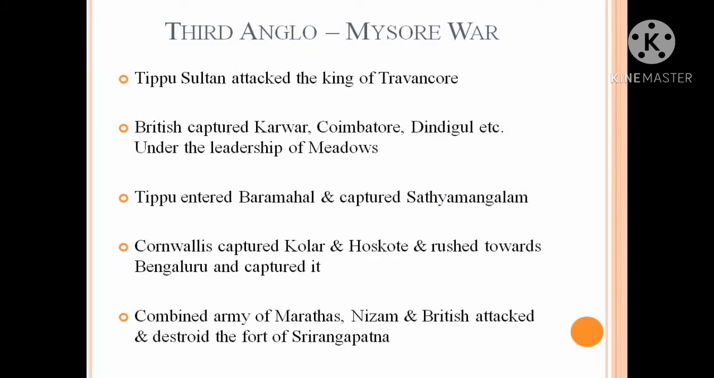Next, the third Anglo-Mysore War. Here, Tipu Sultan understood that if I continue like this only, it is definitely not possible to defeat the British. That's why he developed contact with the French. Like his father, he wanted to give training to his army from the French. And he continued his contact with the rulers of Afghanistan and Turkey and wanted to take help from them.